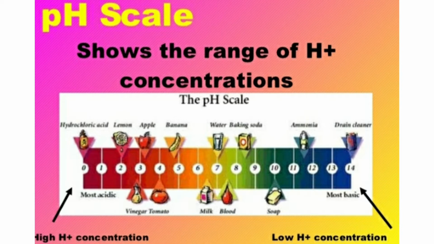Once again, children, you have to remember, if you see the pH scale chart, towards the left, that is 0, has high H plus concentration, which is acidic in nature. And if you move towards the right side, that is 8 to 14, you can see low H plus concentration, which shows basic nature. This you have to remember, children. And 7 is considered as neutral.